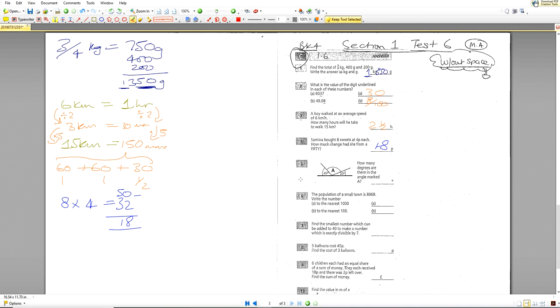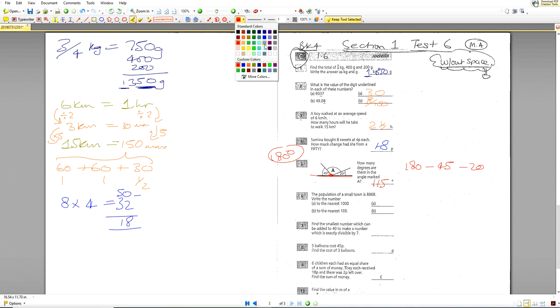Okay, how many degrees are there in the angle marked A? Now remember, angles at a point on a straight line always add up to 180 degrees. So 45 add A add 20 gives you 180. So if you want to work out A, you're going to have to do 180 minus 45 and then minus another 20. And that will give you an answer of 115 degrees. Okay, I'll be happy with that. Let's move on to the next question.